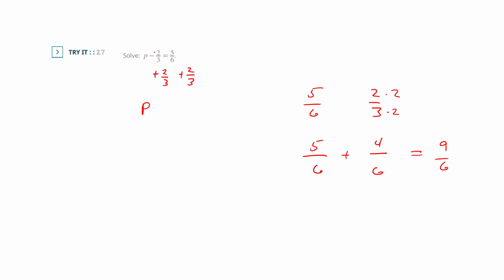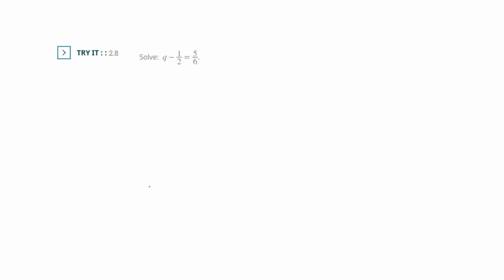So P is left alone over here. Those canceled. Okay, now do you remember that both of these are divisible by 3? So I could reduce this down to 3/2. And I'm done. Okay, try this one. We're going to add a 1/2.